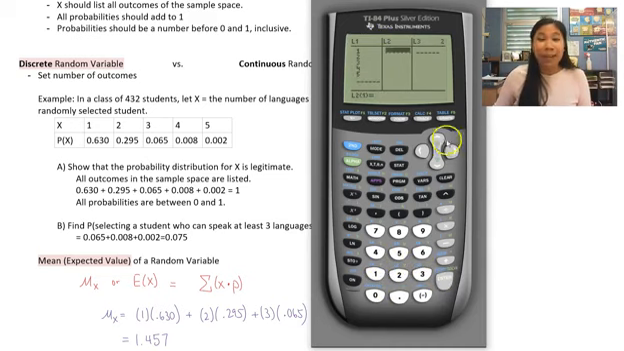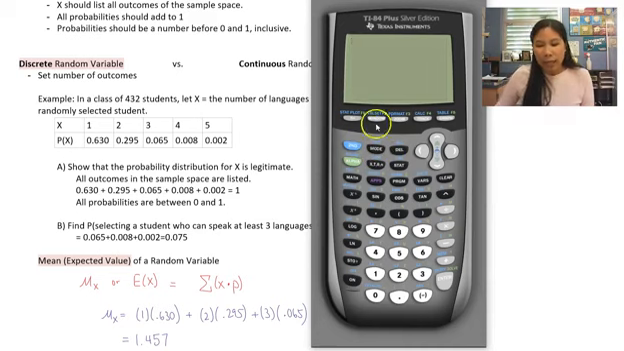Okay. And then in L2, this is where I type in all my probabilities. So the 0.630, 0.295, 0.065, 0.008, and 0.002. Okay, so I've gotten all my X values and all my probabilities listed out. And so let me go home. So quit, second mode to quit.